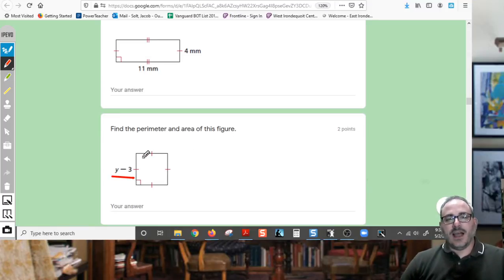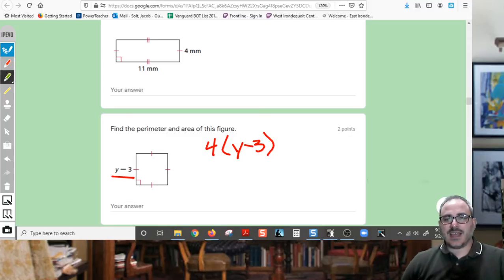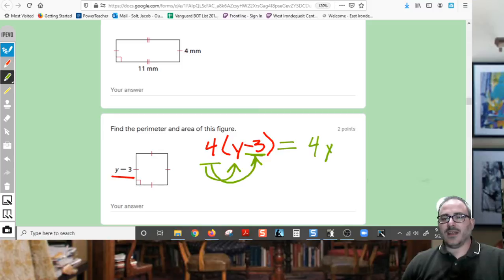So I know that the perimeter is this side length times 4. So what is 4 times y minus 3? Well, remember what we did before. We can't just say it's 4y minus 3, because I have to multiply 4 times y, and then I got to multiply 4 times negative 3, right? So this is going to give me 4y minus 12. 4 times negative 3 is negative 12.